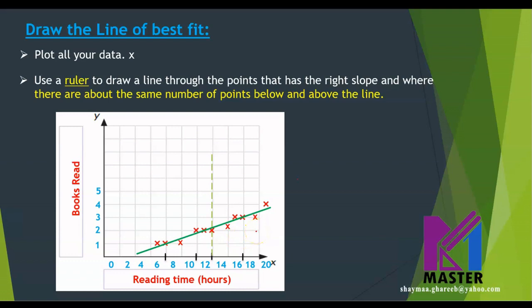You have to give some trials until you get the correct position to the line of best fit. Considering what we said before, the number of points above the line should be the same as below the line, and the line must go with the same direction of the points, through the points. It could pass through 2 or 3 or 4 points, whatever the number of points you want to draw the line according to the data you are given.